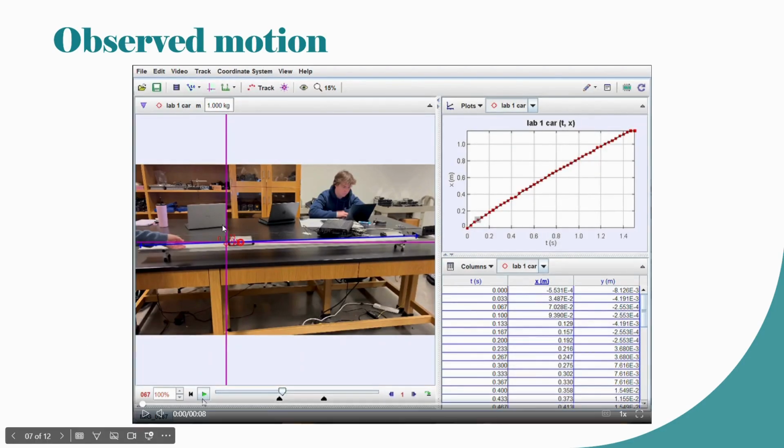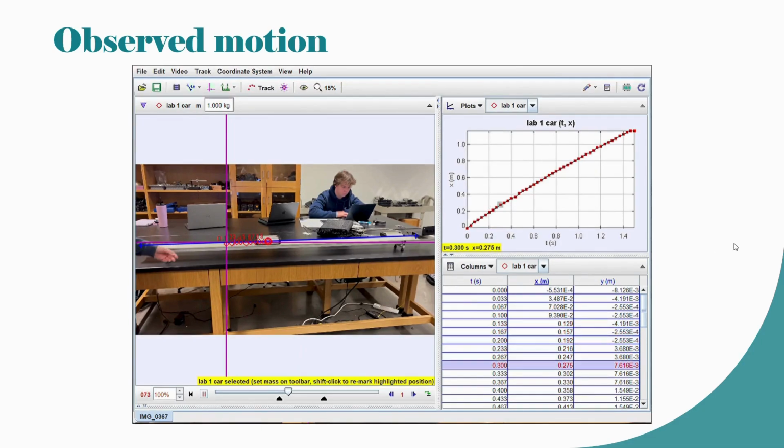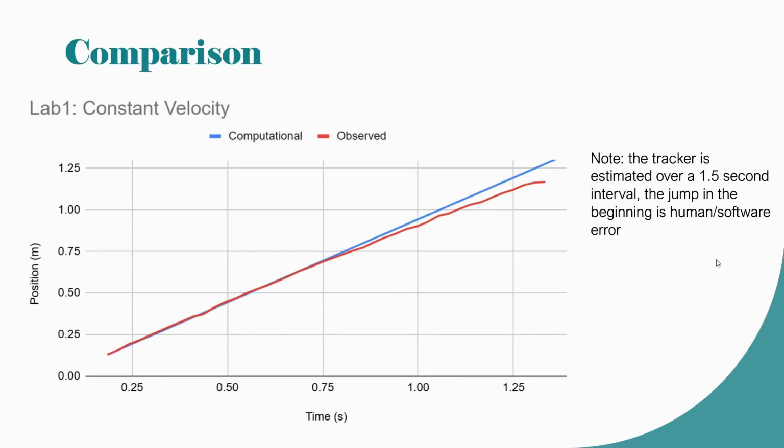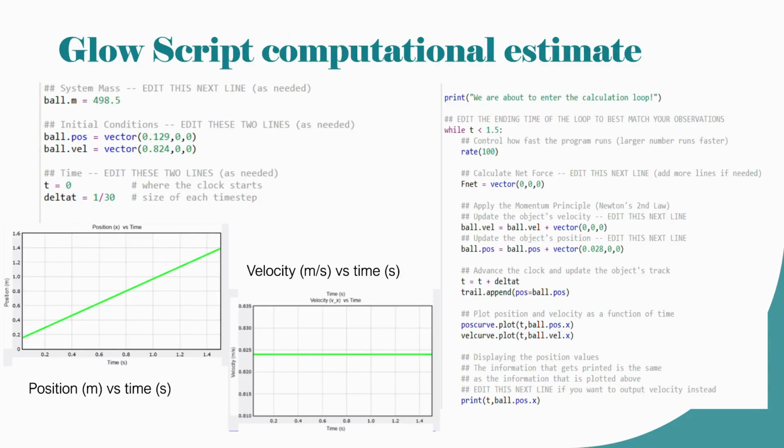So this is my Tracker. And this is my GlowScript computational estimate. I've seen that it is basically just a straight line, and the velocity is at y equals 0.824.